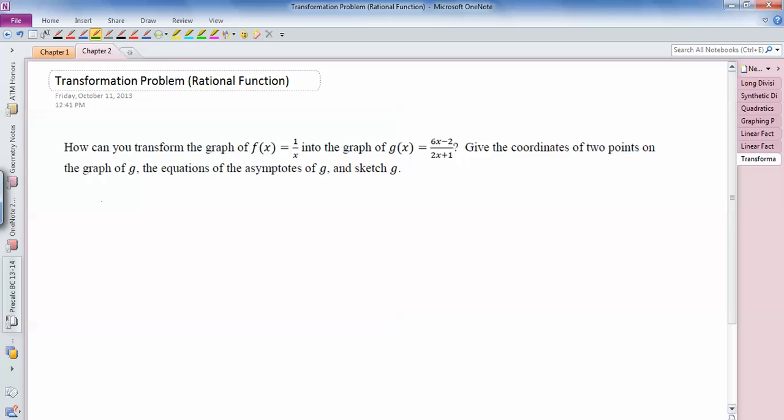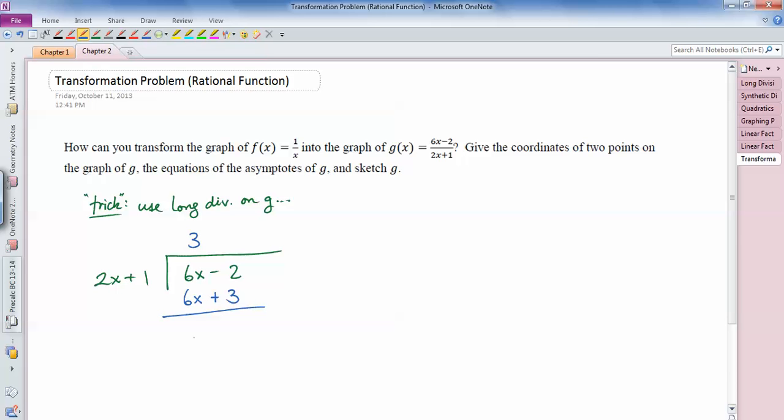So the trick, my trick anyway, is use long division on g. So here we go. The numerator goes on the inside. The denominator goes on the outside. And then if I work this out, in order to get 6x down here, I just need to multiply by 3. So it's 3 times 2x gives me 6x. 3 times 1 gives me plus 3.